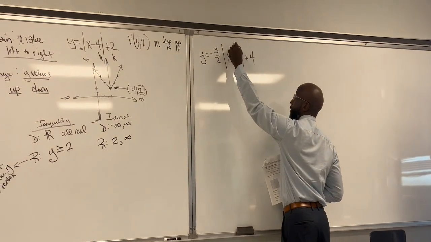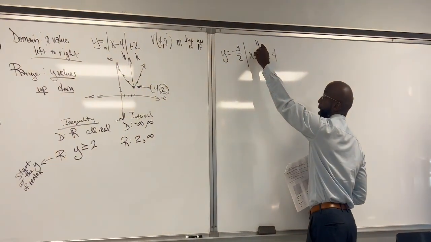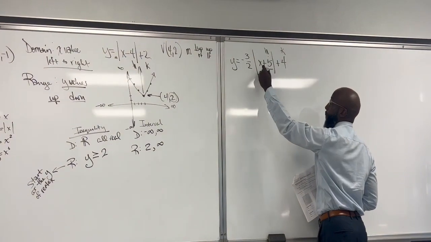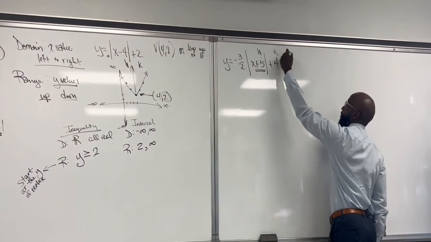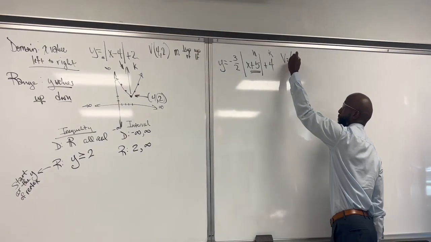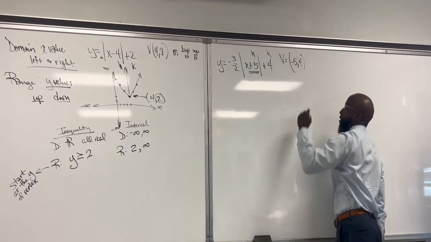H is 5, right? And K is this one. But again, inside of the absolute value bars is the opposite, right? So our vertex is what? Negative 5 and 4. Negative 5, 4 is our vertex.